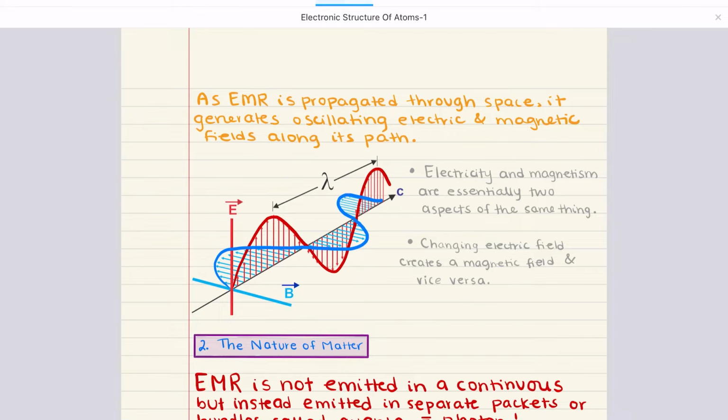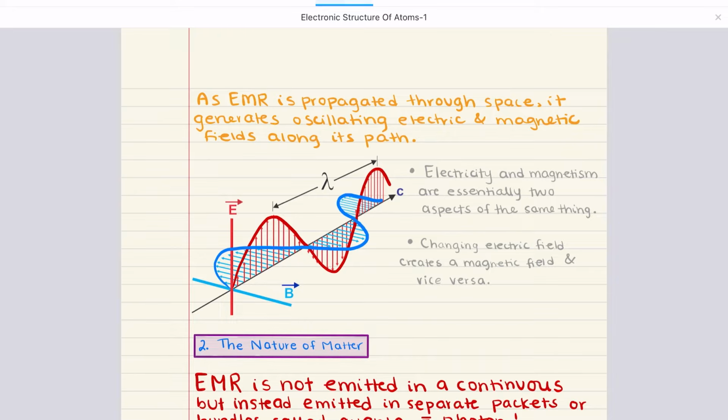So for example, visible light falls in the middle of the spectrum. It enables things like vision and photosynthesis by interacting with atoms and molecules. And in contrast, high energy gamma rays can ionize atoms, leading to their use in sterilization and medical imaging.